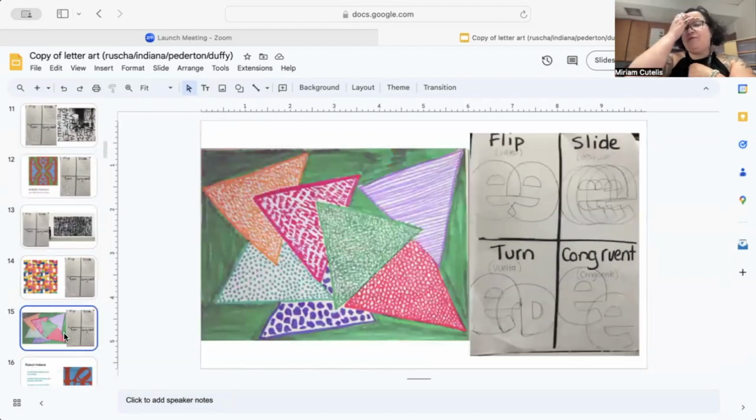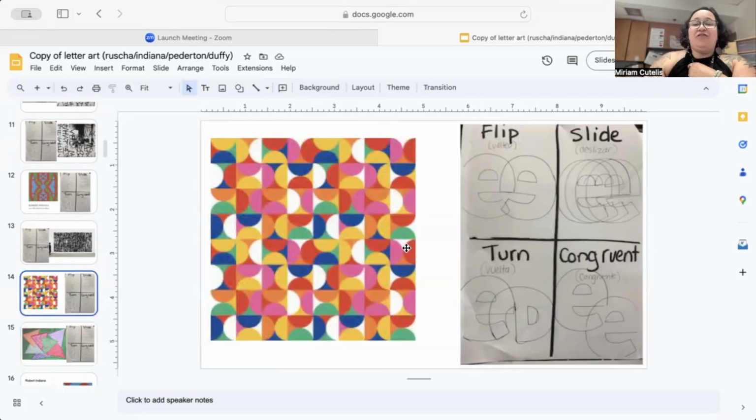I have this work of art. Can you think of one concept he used here? So on this one, I very much see turning. So the triangles look like they were turned and then glued on. So they're not all congruent. These two right here are congruent. And you can also say the artist slid the shape and copied that shape in a slide.